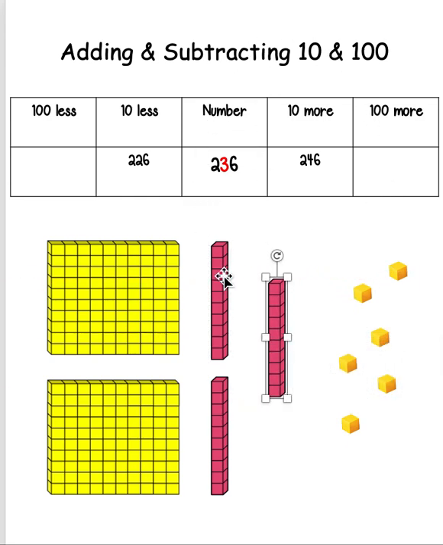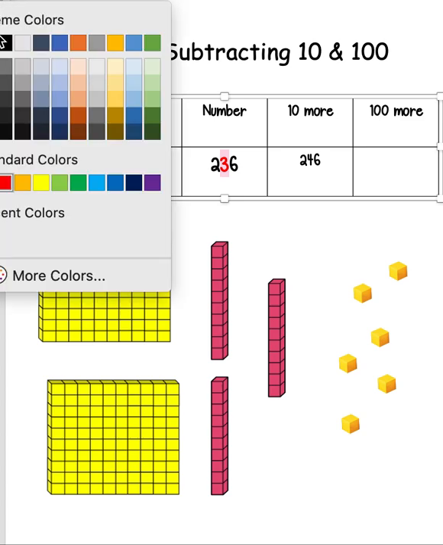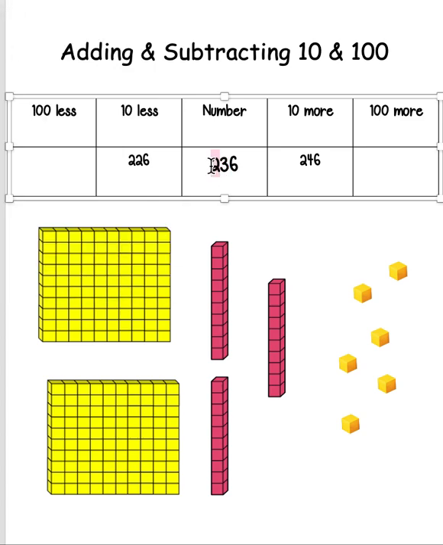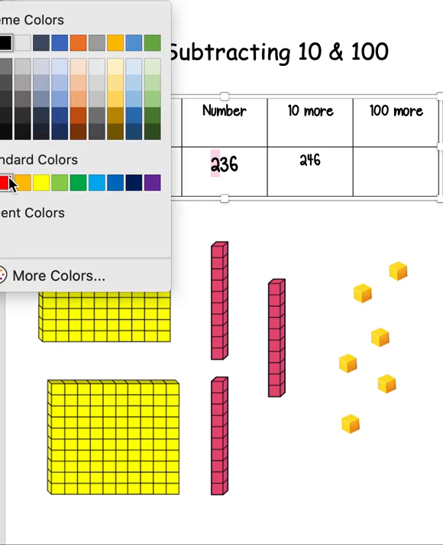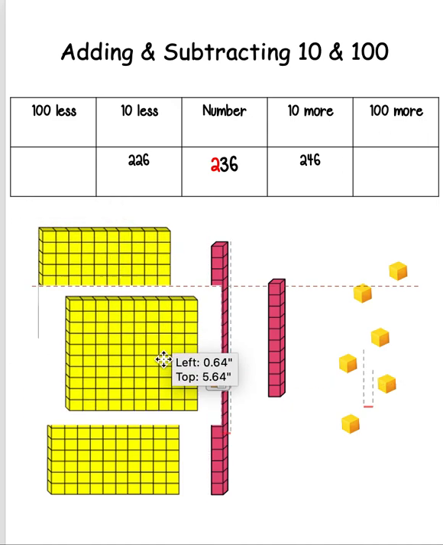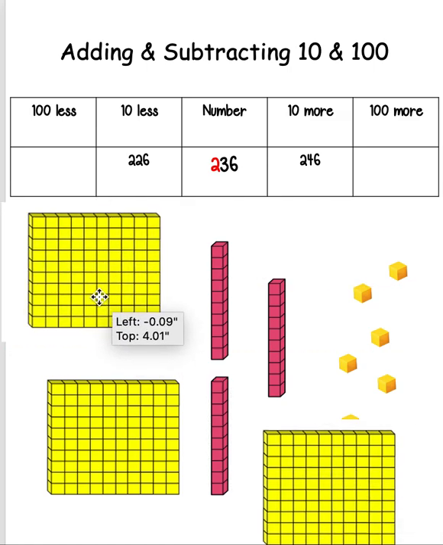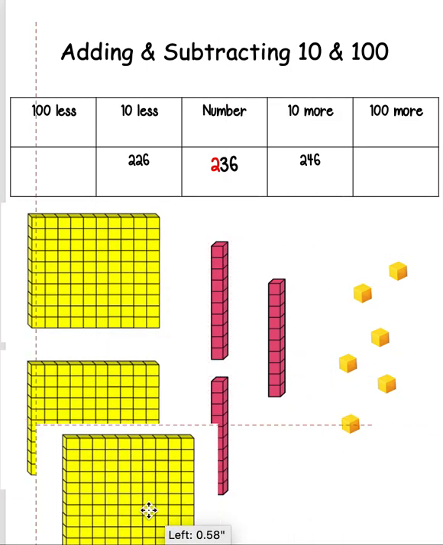Now I want 100 more. So now I'm not going to be looking at that tens place anymore. I'm going to just be looking at our hundreds place because we are changing the hundreds. Okay? So I have a 2 in my hundreds place. If I want 100 more, I need to add 100. Okay? So here now I have added 100.